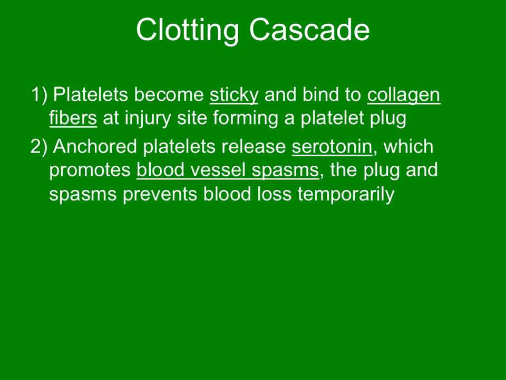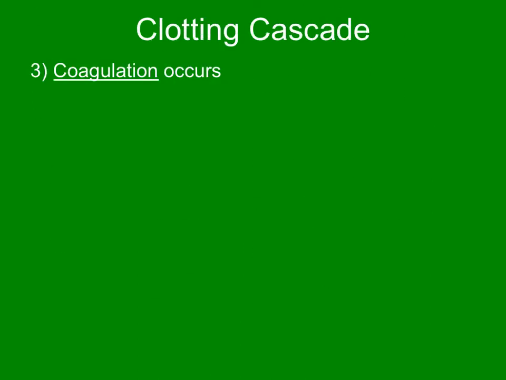Those anchored platelets release a hormone, serotonin, that you were familiar with from the nervous system, and this promotes blood vessel spasms. So the muscles in the wall of the blood vessel actually spasm and contract and clamp down the blood vessel to close it off. This helps prevent blood loss. Between the platelet plug and the spasms, we get a temporary stoppage in the blood flow. This, however, does not create our typical clot, which we need in place in order for regeneration to happen. So that 3rd step is the process of coagulation, which is actually creating the clot.